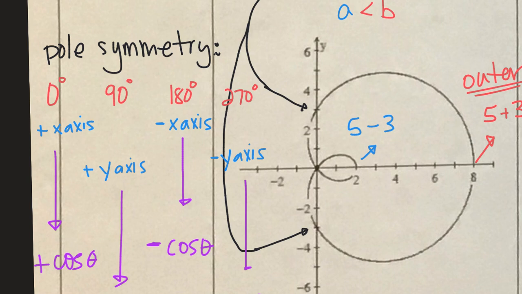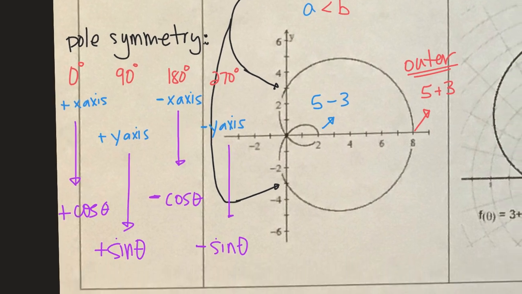Okay, so depending on what trig word you have in your problem, you're going to have different types of symmetry. Your 180 and your 0 come from your cosine, right? That's the horizontal or your x-axis. And the 90 and the 270 come from sine. Okay, that's important to know. So that's one of the things that I'm going to ask you about, pole symmetry.